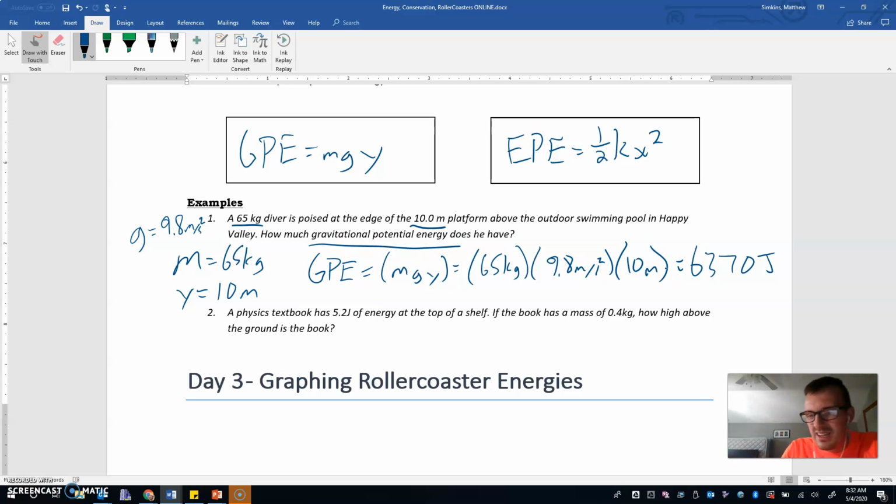And then here, this is kind of like the second example with kinetic energy, where they actually give you the energy and the mass, and you have to solve in the reverse direction.